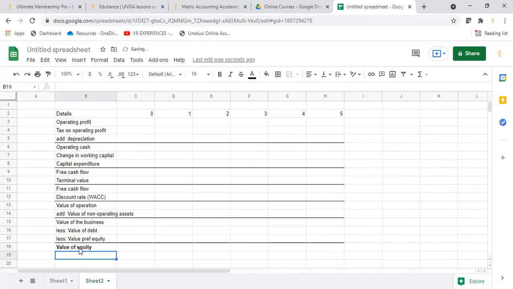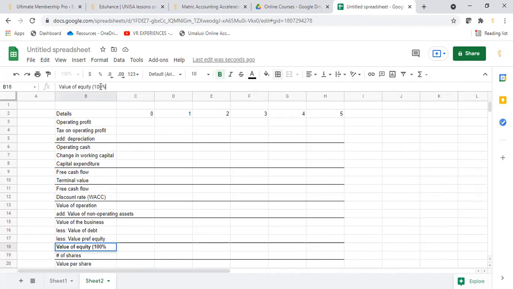Must be very careful, if they ask you for the value of each share, then you must say number of shares. And then you say value of equity divided by number of shares, and that can give you value per share. Okay, so just take note what you want. What's important to take note, this is value of equity at 100%.